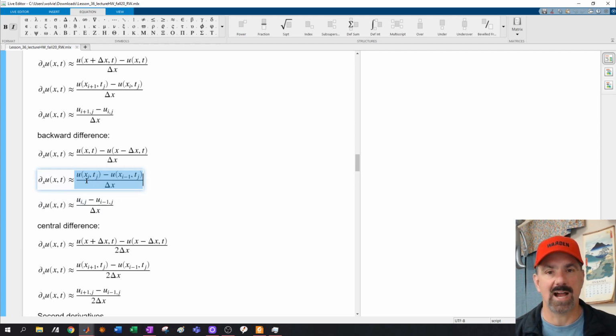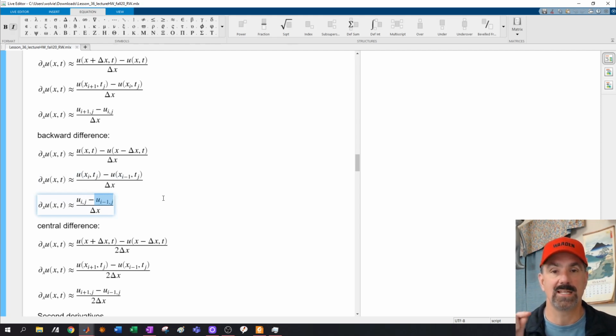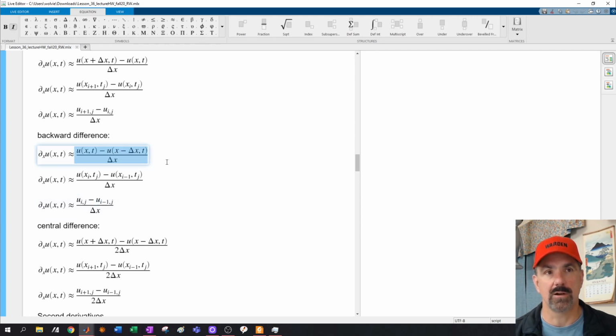We know the i's go with the x independent variables. We know the j's go with the t independent variables. So when I see this term, for example, I know that it's the x independent variable, but at i minus 1 for its position. And then the t sub j, that's where the j represents that t sub j. We definitely want to avoid this functional representation here. This is wonderful for calculus. It serves no purpose for numerical methods.